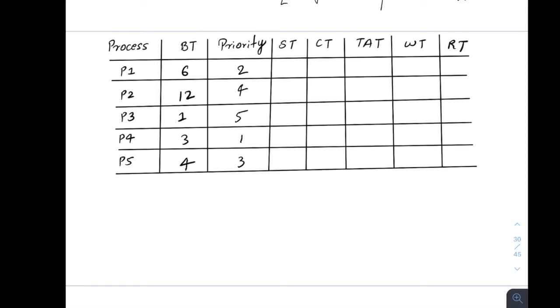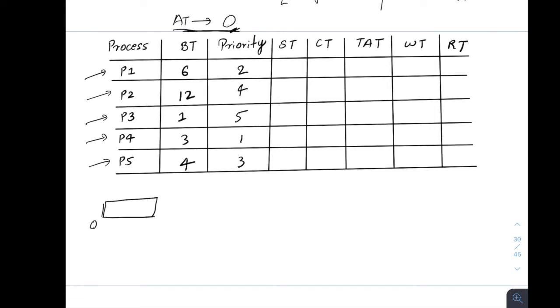If the arrival time is not given, you assume that all the processes have arrived at time 0, and the order is that P1 has arrived first, then P2, then P3, then P4, then P5, right? So at time 0, this is non-preemptive if you remember, right?